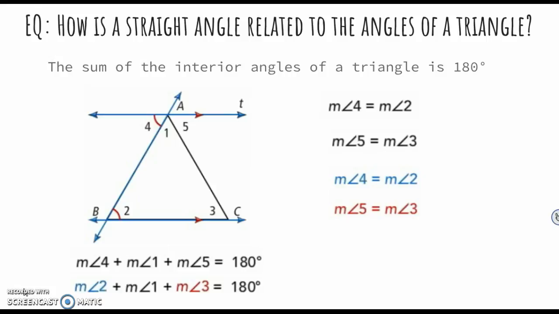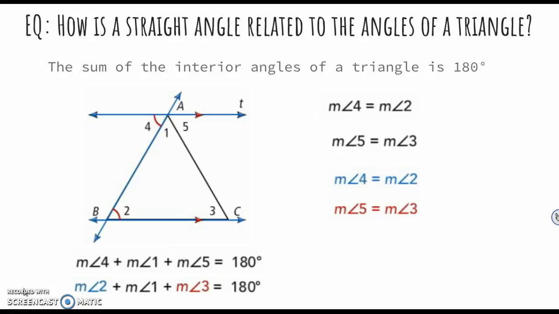When looking at a straight angle, we know that a straight angle measures 180 degrees. The sum of the interior angles of a triangle is also 180 degrees. So here we know that angles 1, 2, and 3 are 180 degrees because they are the sum of the interior of our triangle.